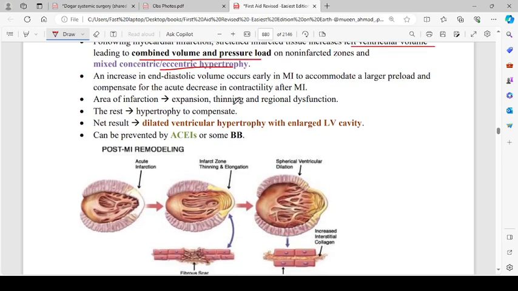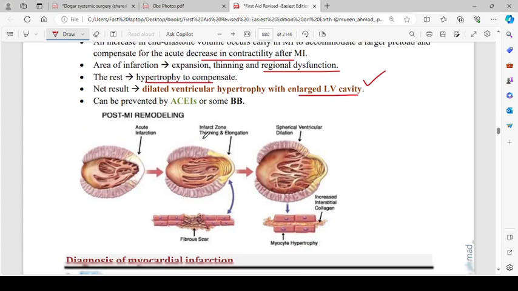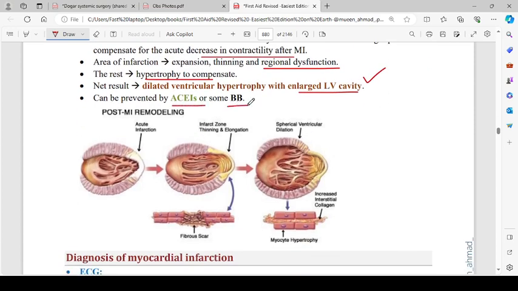An increase in end-diastolic volume occurs early in MI to accommodate a larger preload and compensate for the acute decrease in contractility after MI. The area of infarction leads to expansion, thinning, and regional dysfunction. The rest hypertrophies to compensate. The net result is dilated ventricular hypertrophy with an enlarged left ventricular cavity. It can be prevented by ACE inhibitors or some beta blockers.